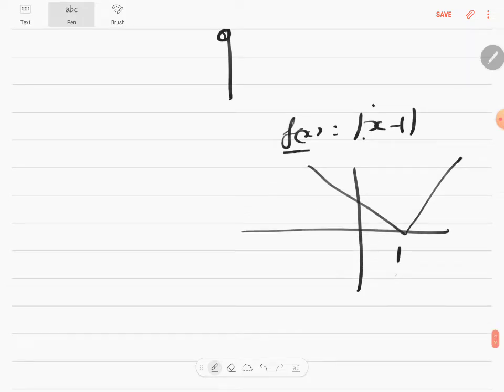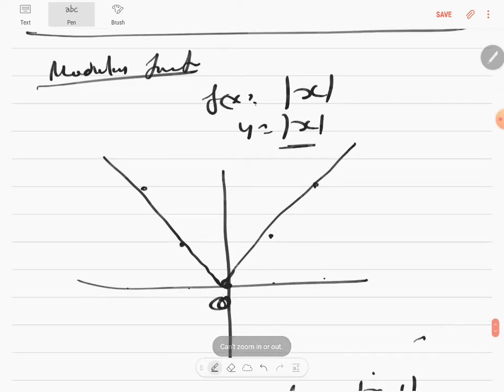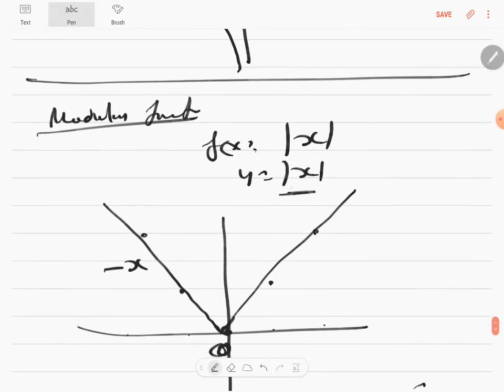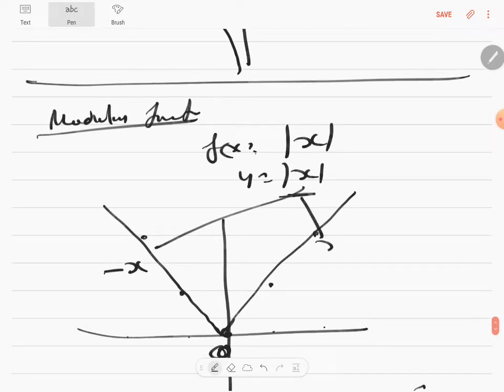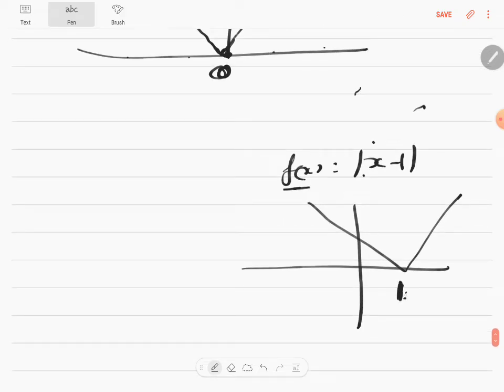And you should know how to define modulus functions. The interval here for mod x is 0, right? The pointed edge is at 0. When x is less than 0, the function will become minus x, and when x is greater than 0, it will become plus x. Are you clear? Yes, ma'am. Modulus function will have a negative value as well as a positive value depending on the left of the interval and right of the interval. What is the interval here? 1. When x is less than 1, it is minus of x minus 1, and when greater than 1, it will be x minus 1. The whole function can be written with a negative sign. Are you clear? Yes, ma'am.